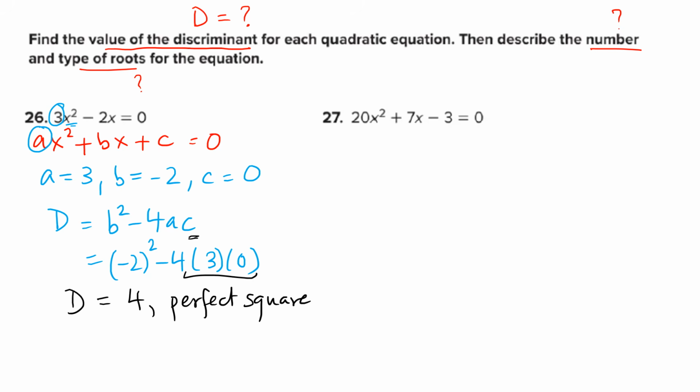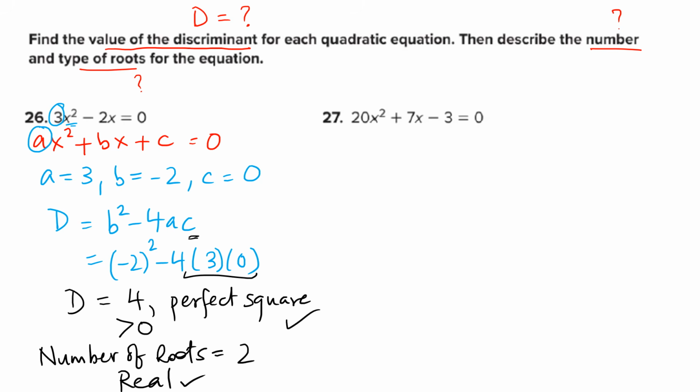So the moment you get your discriminant as a positive number and a perfect square, we can easily say that the number of roots will be 2 because they are distinct roots, and they will be real because the value of discriminant is positive. So learning from the table, whenever D is greater than 0 and a perfect square, the number of roots will be 2 and the type of roots will be real. They will be real roots.